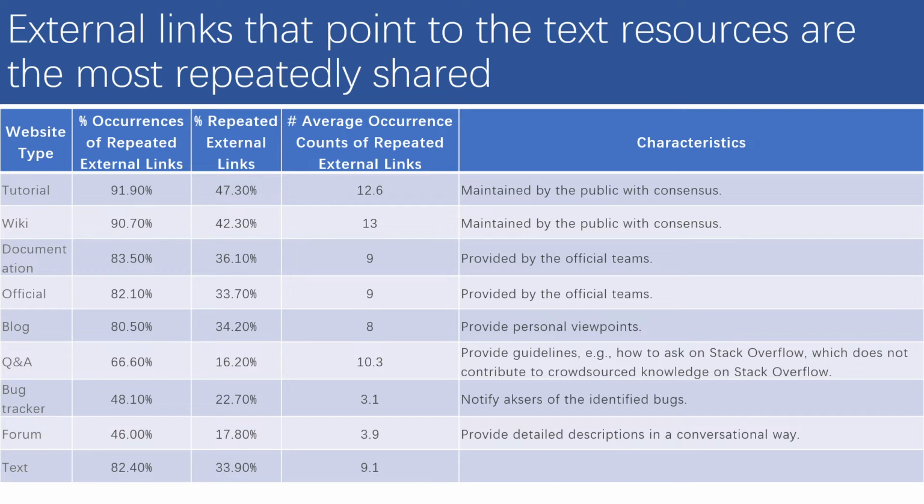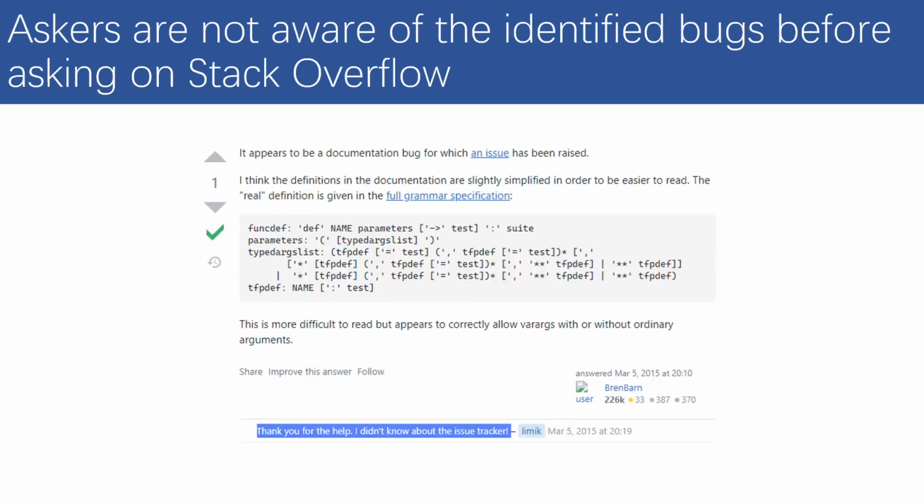More specifically, 47% of the external links that point to the tutorial websites are repeated external links. On average, each repeated external link that points to the tutorial websites is associated with more than 12 questions on Stack Overflow. In this example, the answerer responded with an external link that points to a bug tracker website.